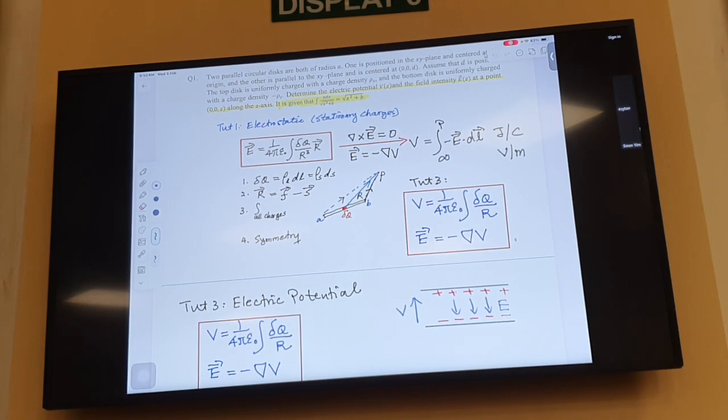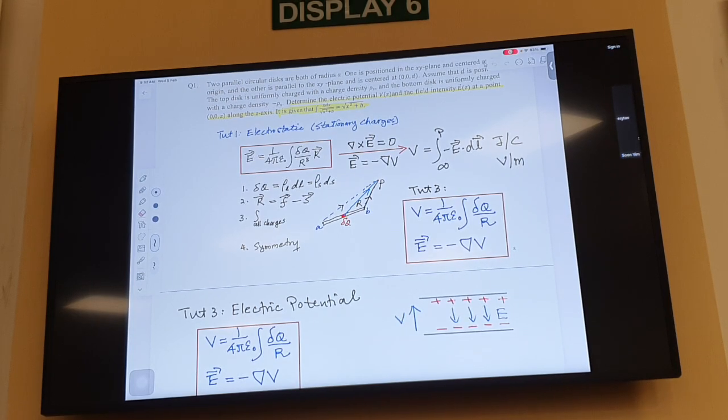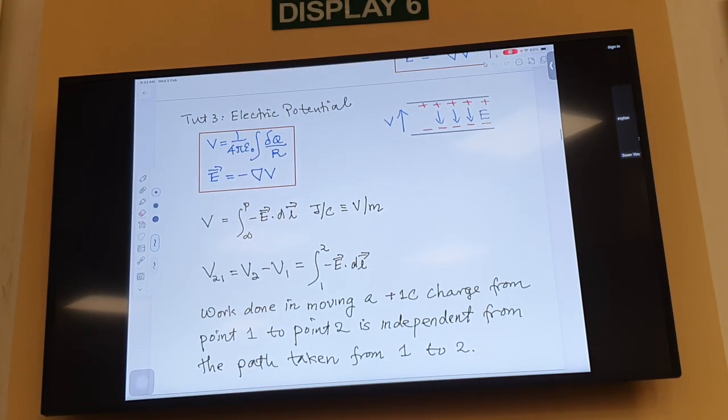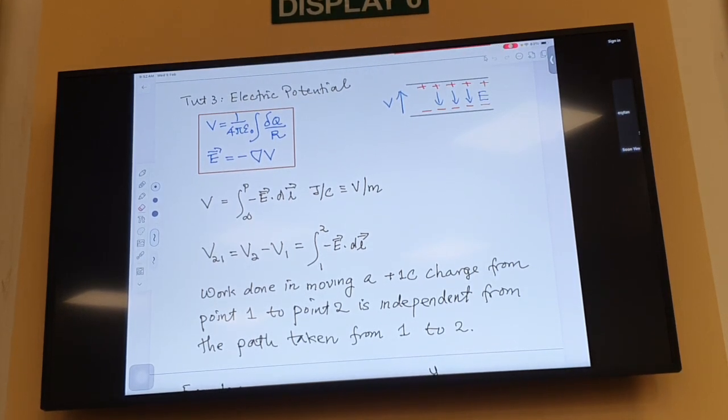The difference between the operators: the dot, the cross. Cross is the determinant. The key difference to take note of when you identify, especially in your exams, is that the curl is used for the rotational.